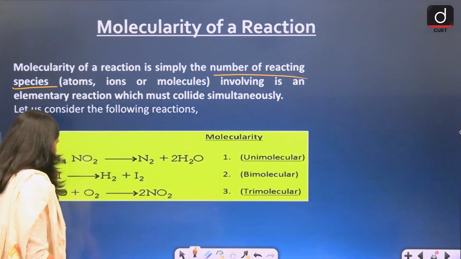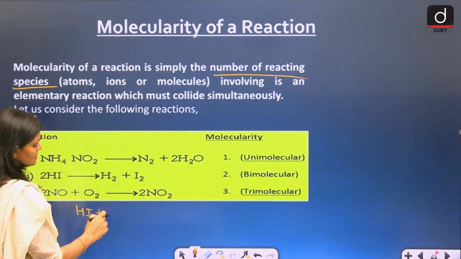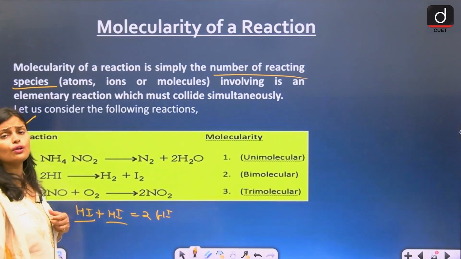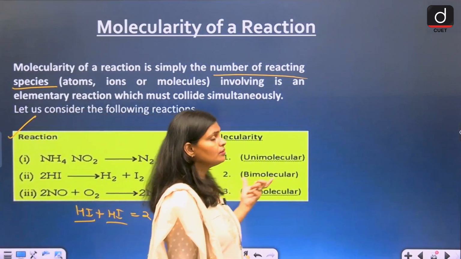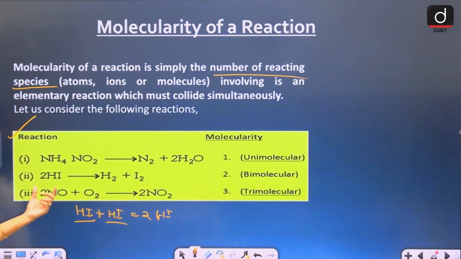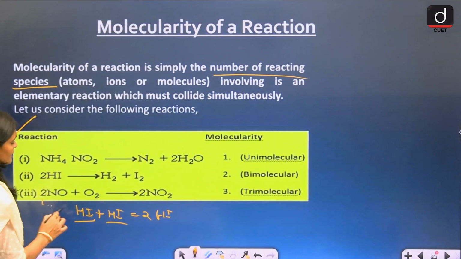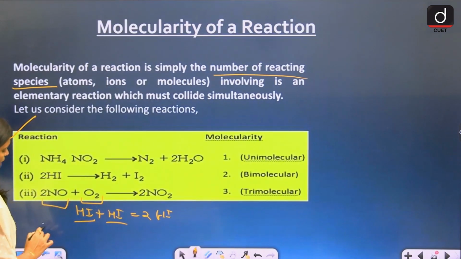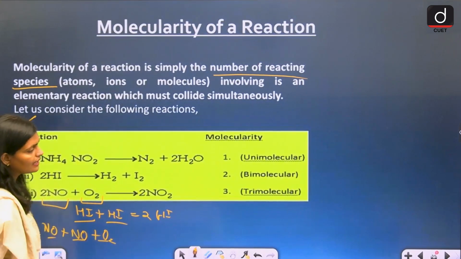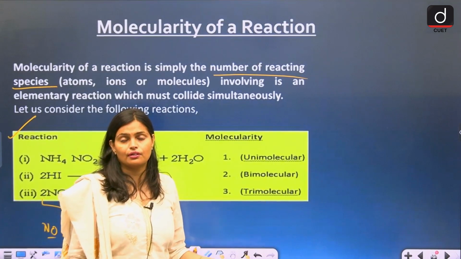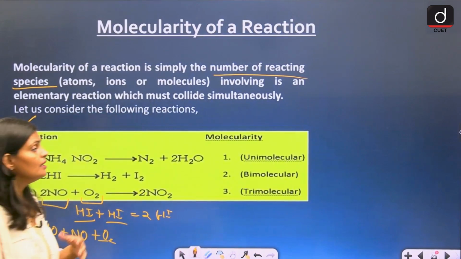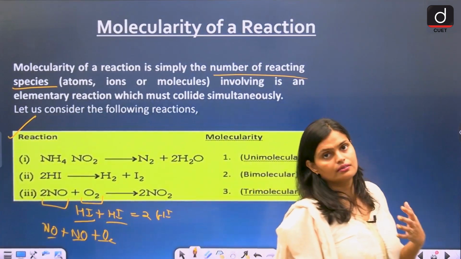Now here see 2HI. So HI plus HI becomes H2 plus I2. Two molecules of HI react together, so the reaction is bimolecular. Now 2NO plus O2. See, this is 2, this is 1. So NO plus NO plus O2: three molecules reacting together, so the reaction becomes trimolecular. So this is what we call the molecularity. This is the basis on which we determine the molecularity of any particular reaction.